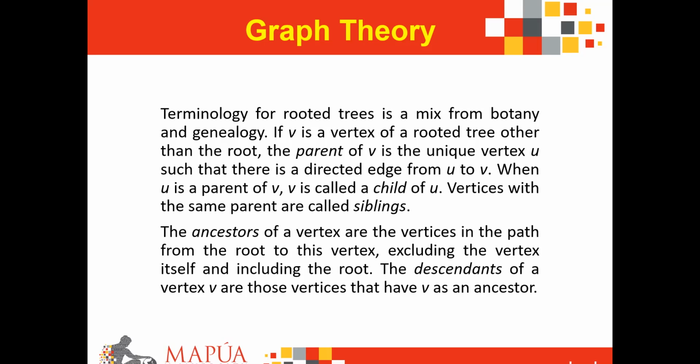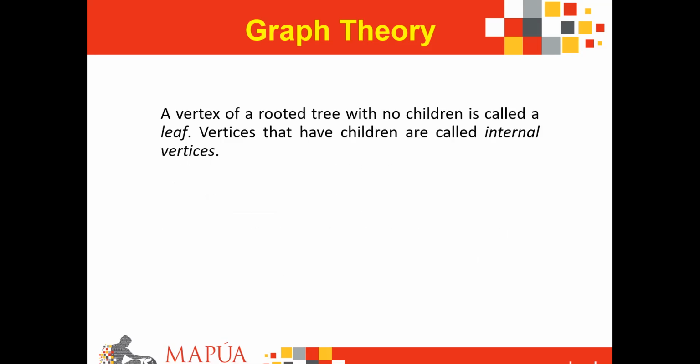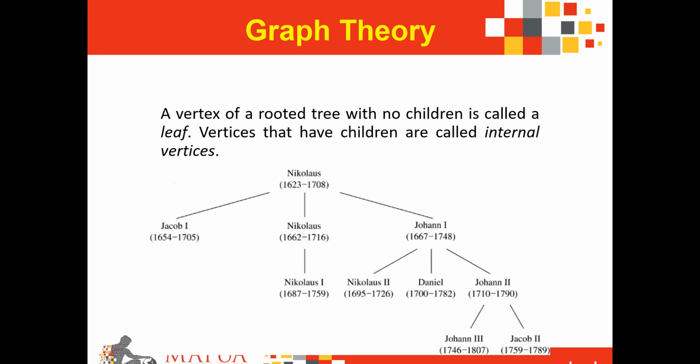Ancestors of a vertex are vertices in the path from the root to this vertex, excluding the vertex itself and including the root. The descendants of a vertex V are those vertices that have V as an ancestor. A vertex of a rooted tree with no children is called a leaf. Vertices that have children are called internal vertices. Given here is one such application of a rooted tree, seen in a family tree. This happens to be the family tree of Nicholas.